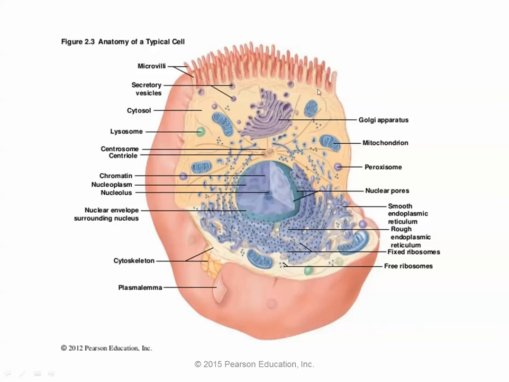We have also microvilli here, as we said earlier. Now, what do these do? They're little finger-like projections, and as you can see, they increase the surface area of the plasma membrane. So in an area like the intestines, where you need to absorb things, this increases the surface area for absorption.